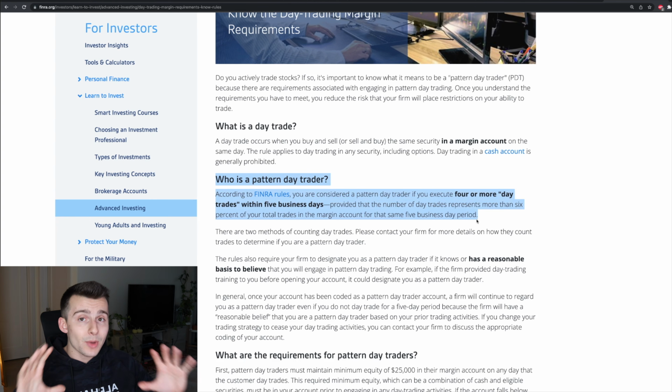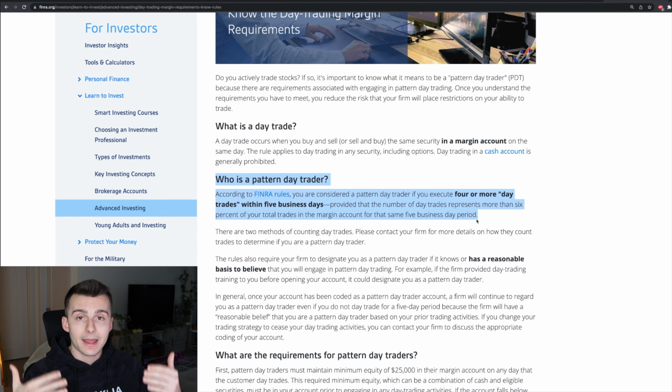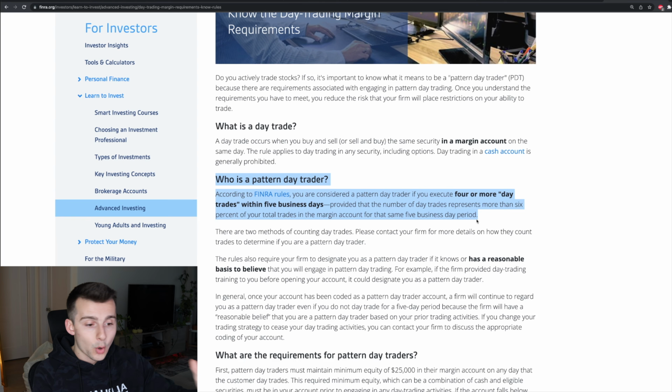That means if you execute 4 or more day trades within a 5 business day period, you'll be marked as a PDT, a pattern day trader. Now, you're going to get that distinction whether you're above $25,000 or below, but if your account value is below $25,000 by the end of that day, you will have restrictions on your account going forward, and you're not going to be allowed to take any day trades.